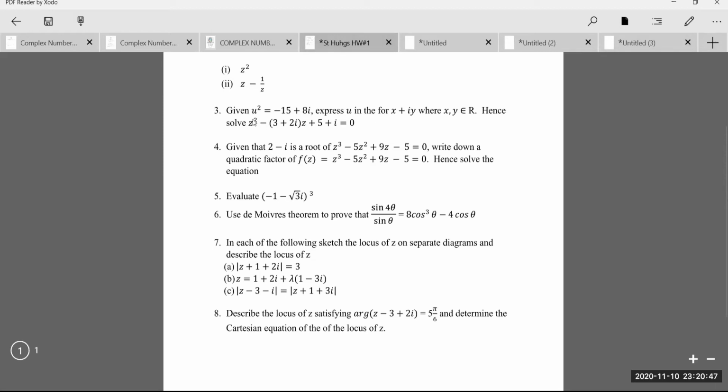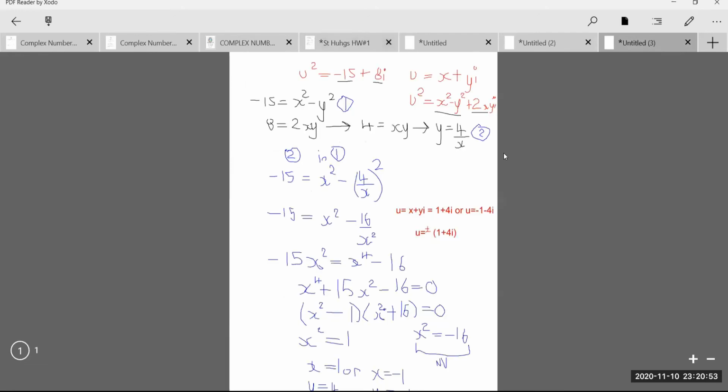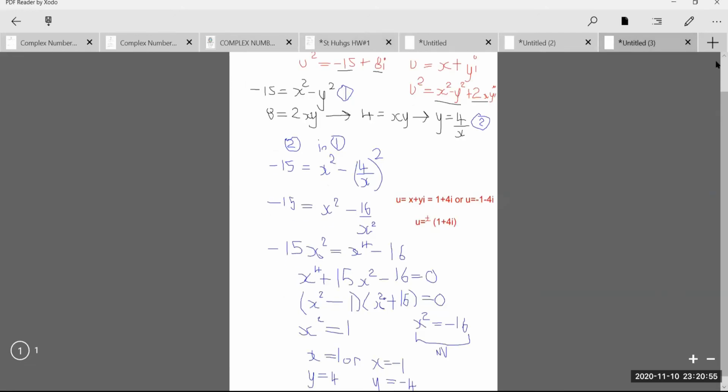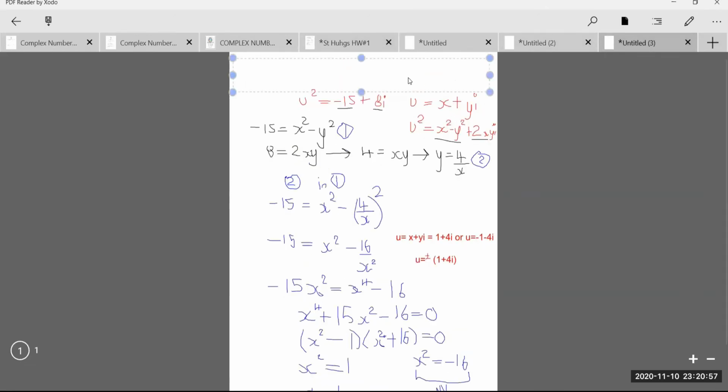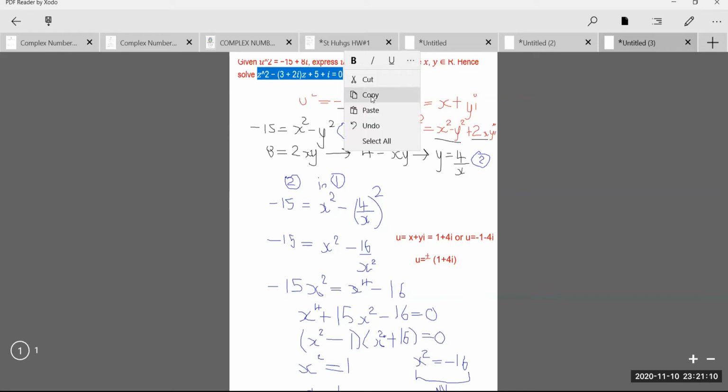So this part says hence solve. Oh, the question is already on the sheet right here. Let me scroll up back to it. So it says hence solve z squared minus (3 plus 2i)z plus (5 plus i) equals 0. So I'm going to copy this part. And it said hence, that means we're going to utilize some information.